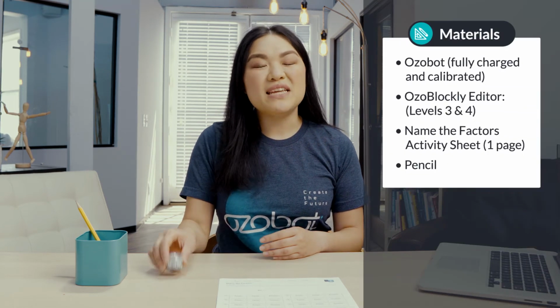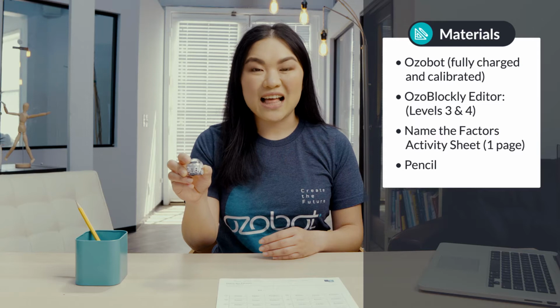Ozobot has a challenge for you to help you practice your multiplication facts. It will randomly choose two numbers, multiply the numbers, and tell you the product. Then you will have to think quickly to record the two factors that make the product before it gives you another product. For today's lesson, you will need an Ozobot fully charged and calibrated.